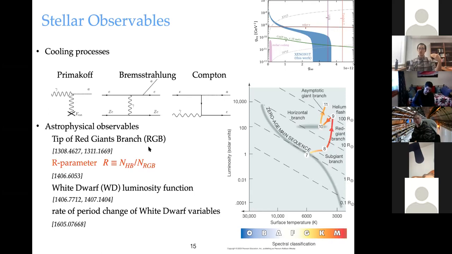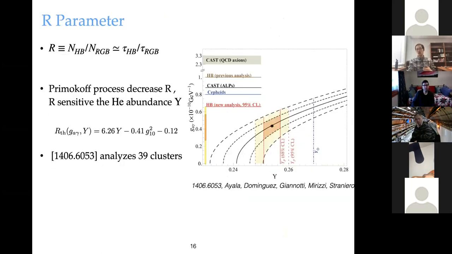But also, at the end of the stellar evolution, you get a white dwarf. You have the luminosity function, you have the rate of period change of white dwarf variables, all related to the stellar cooling. It's not related to detection, just the stellar cooling. You change the stellar cooling, you will change the stellar observable. You can imagine they suffer a lot of systematic uncertainties. Also, it depends on the model.